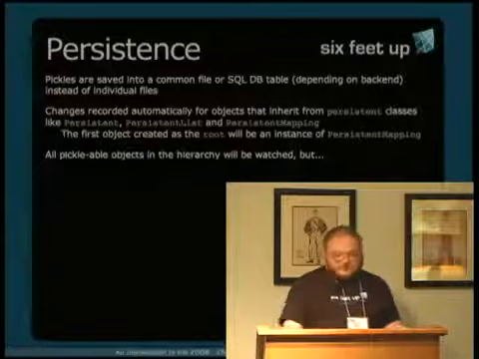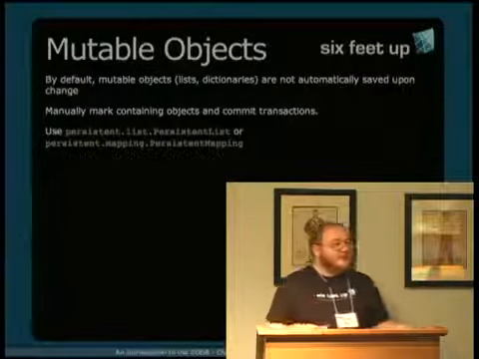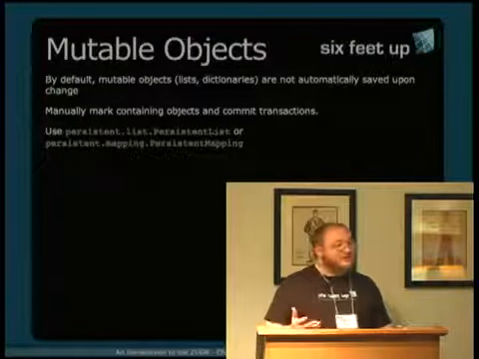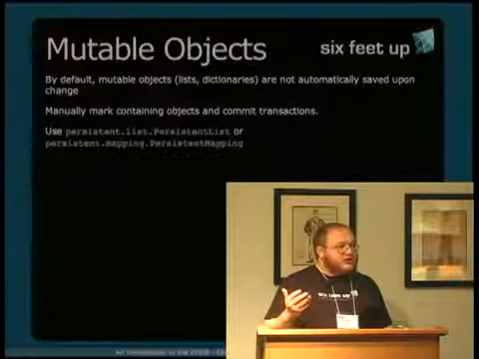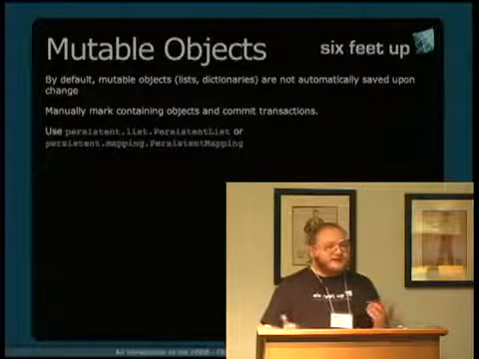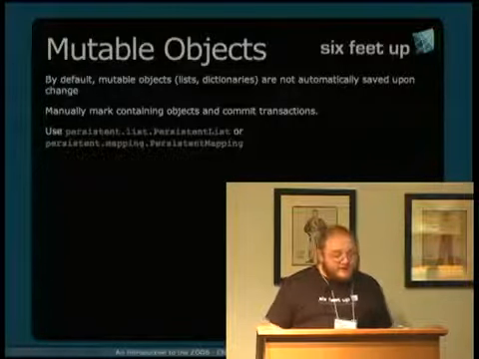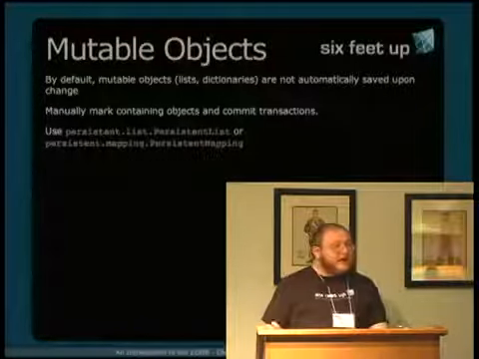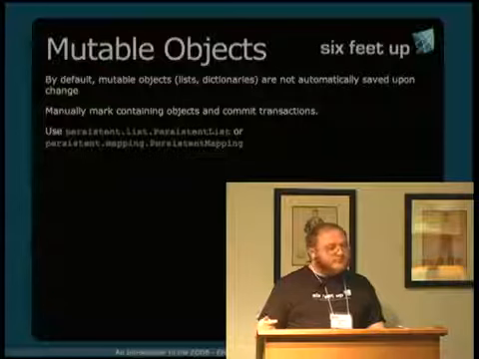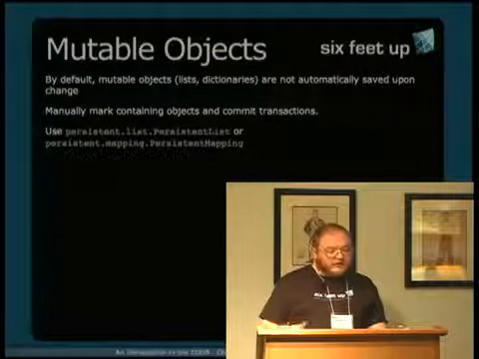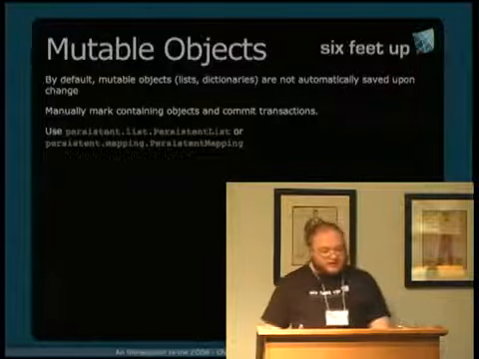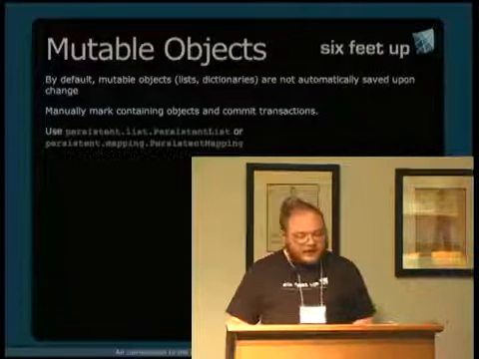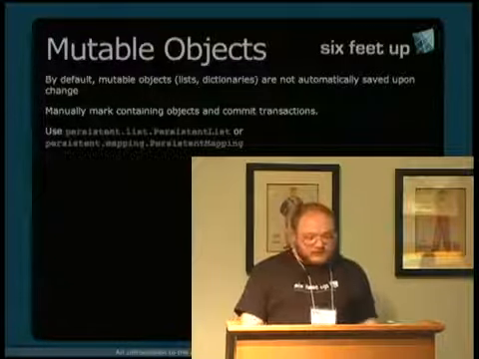But there is an exception. Mutable objects. The ZODB memory management can't really tell easily when a mutable object like a list or a dict changes, because by their very nature they change and have values updated all the time. So there's two ways you can handle that. You can either mark the objects that are pointing to the mutable data structures as changed and then commit the transaction, or instead of using a straight list or a straight dictionary, you can use the persistent.list class or the persistent.mapping class.